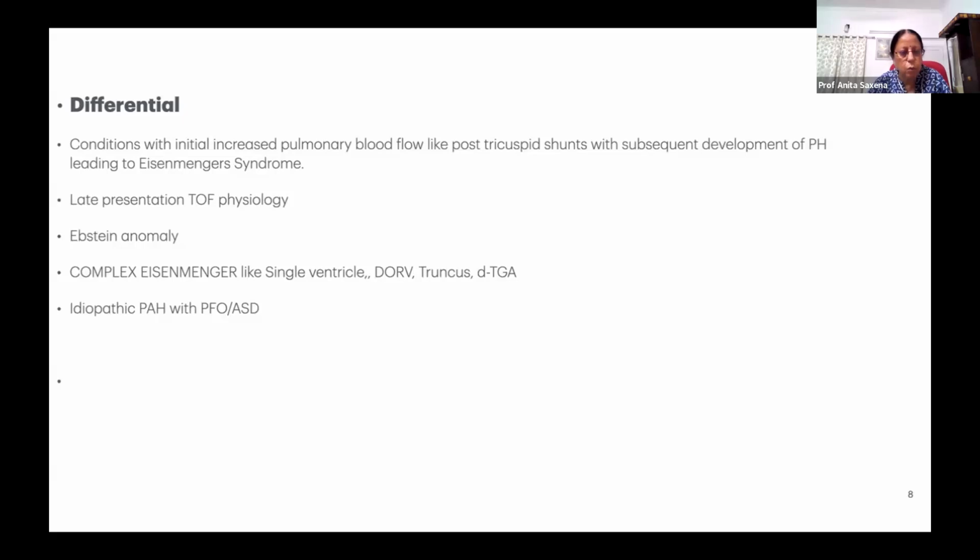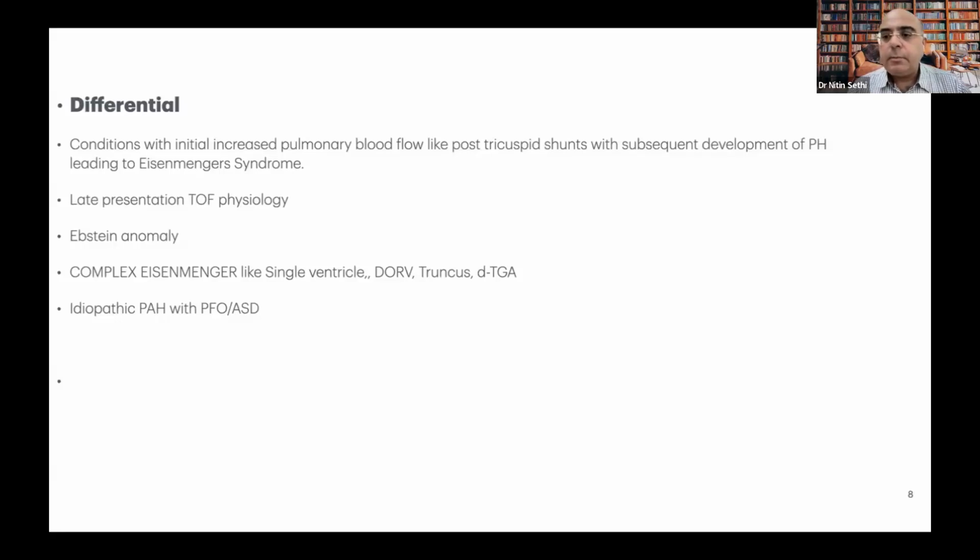Then the third possibility is Epstein's anomaly. Any specific reason to keep it so low down? Epstein anomaly usually will present very early in the neonatal period, normally before the PVR falls. But here the symptoms have started after 6 to 8 weeks.